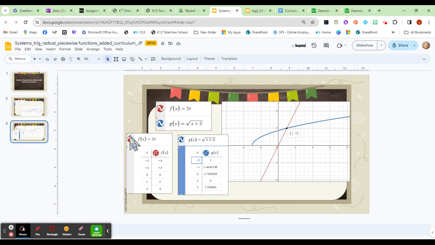My next example is a linear function. f of x equals 2x is linear, and g of x equals the square root of x plus 3 is another radical function. Here we have one intersection point, and I highlighted that in Desmos so we could see the point (1, 2). I also wanted y'all to look at the tables. I think this is something that your TI-84 can do for you, and so can Desmos. So I wanted to show you how to get these two tables that I have.